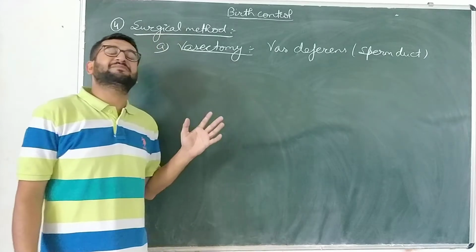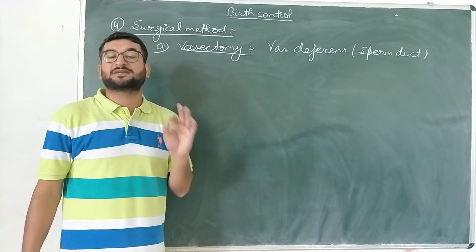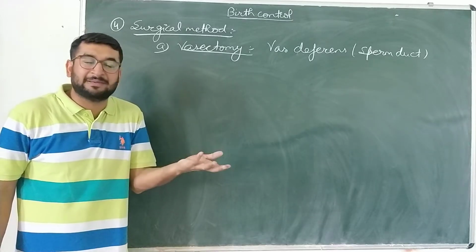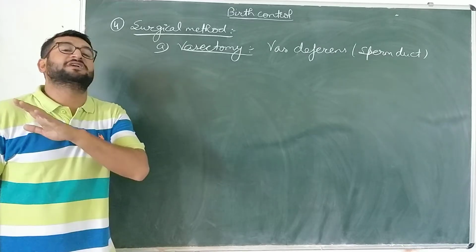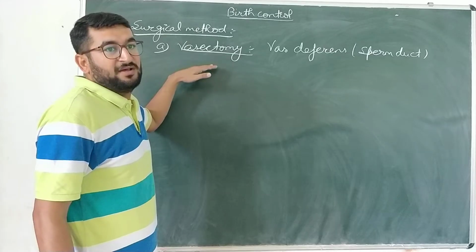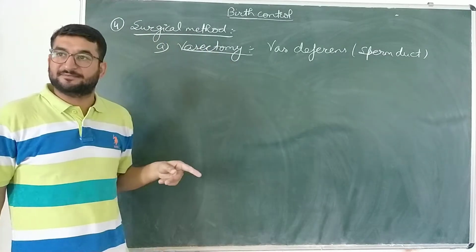A person can perform the male sex act very easily, but the sperm are not present in the semen. That means if the male gamete is absent, no fertilization can take place. So that is known as vasectomy. The sperm duct or vas deferens is cut down and ligated.